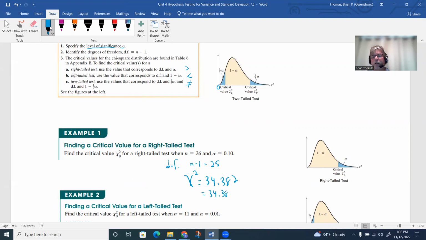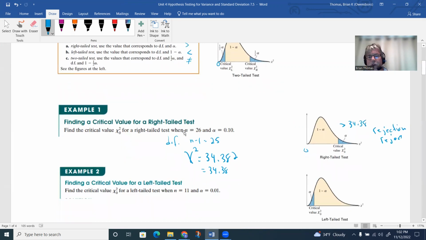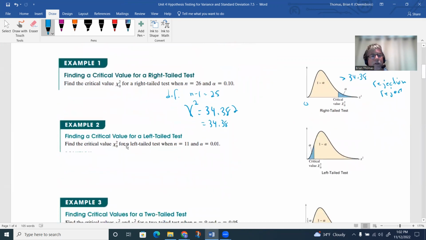So if we're right of that, this would be our rejection region. So if we're greater than this 34.38, that's going to be in our rejection region. So remember, 0 is over here. So if I have to look at this with respect to the 34.38, make sure we compare it very closely there.